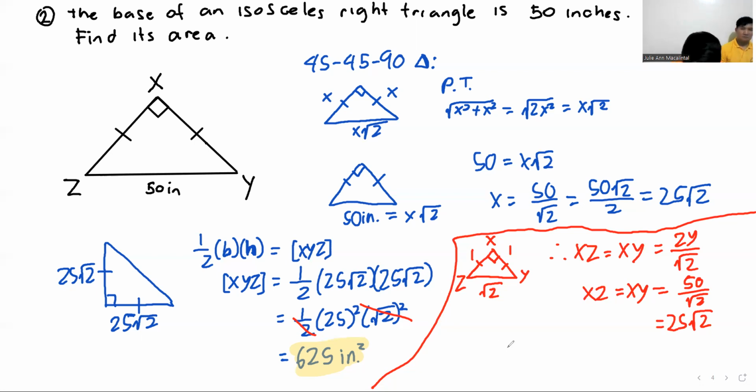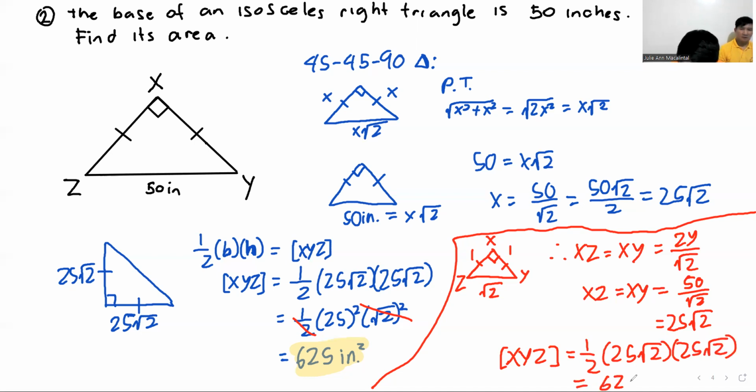So area XYZ is equal to 1/2 times 25 square root of 2, like earlier, just the one half BH. It will give you the same answer. This is the same solution, just a shortcut. This is just to show you how you can use this. 625 square inches. Really, it means square inches.